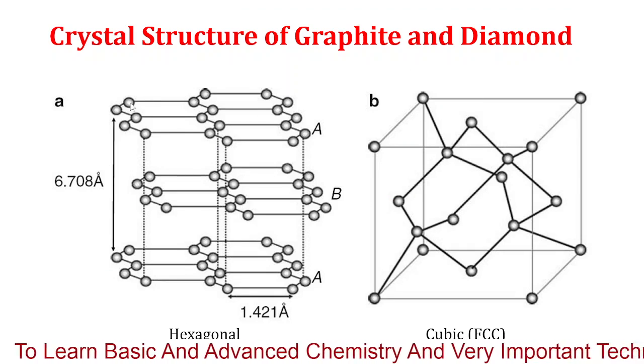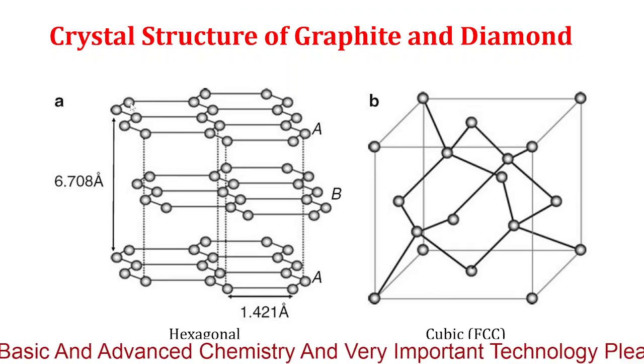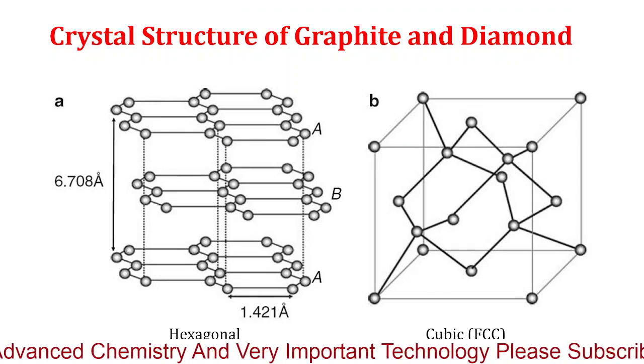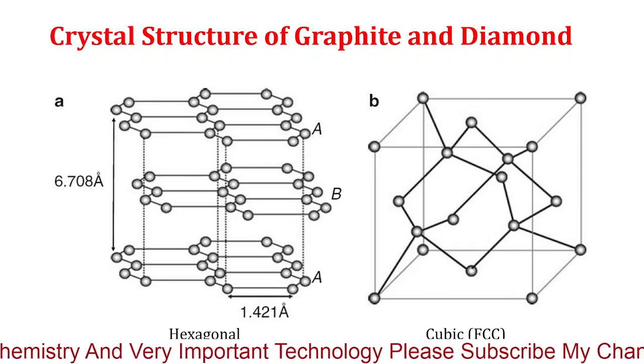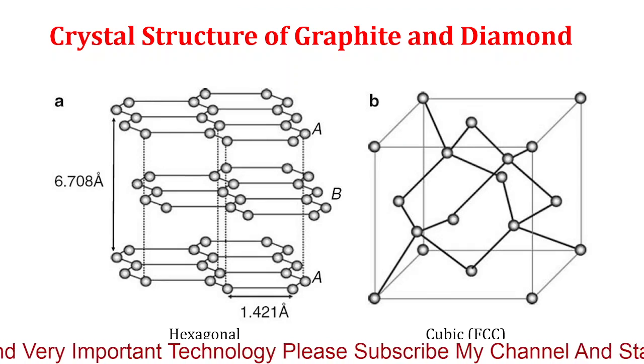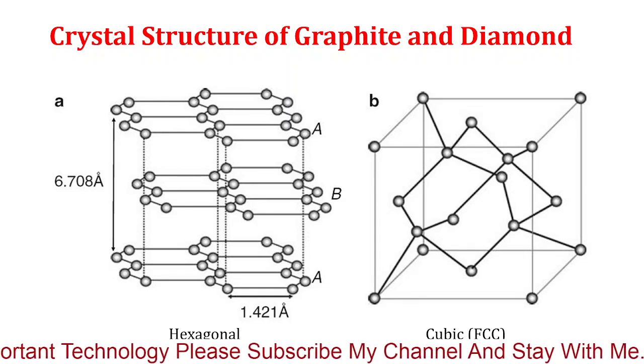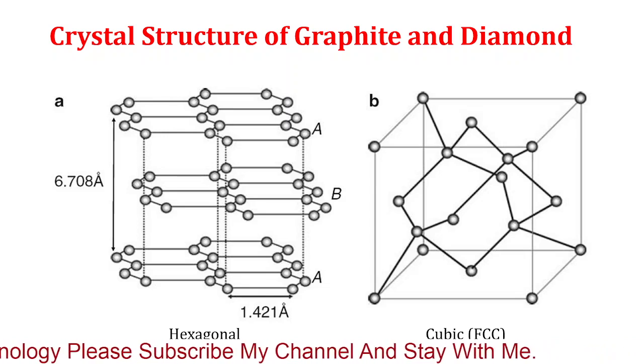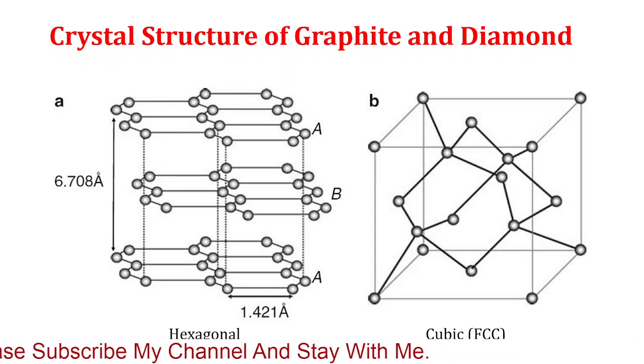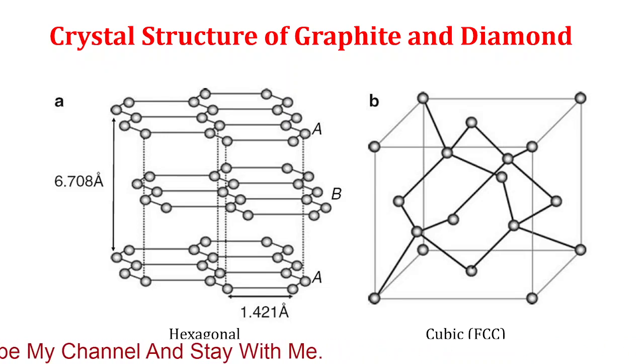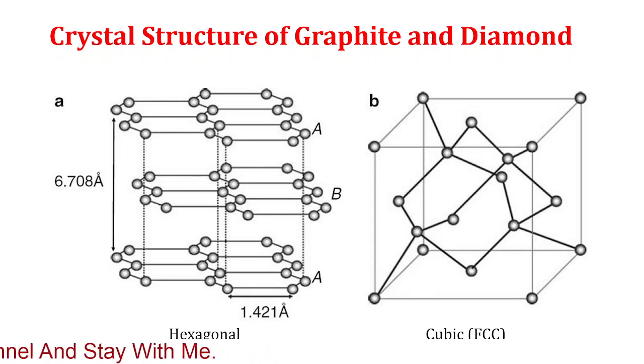So the crystal structure of graphite and diamond, all of you are very familiar with these types of structure, and you are familiar that the melting point or the boiling point of diamond is very high, and it can be used to cut glasses. All of you are familiar with this?